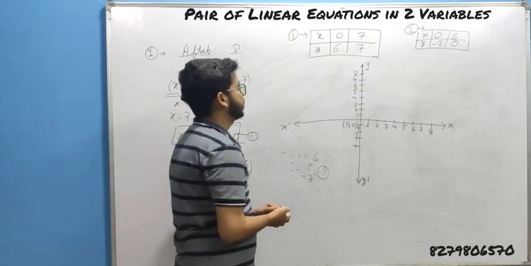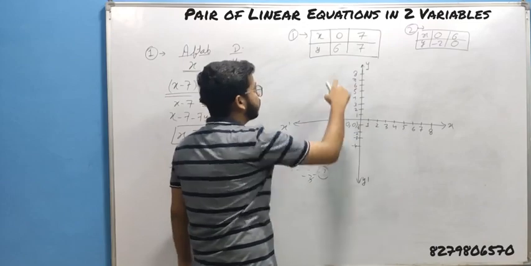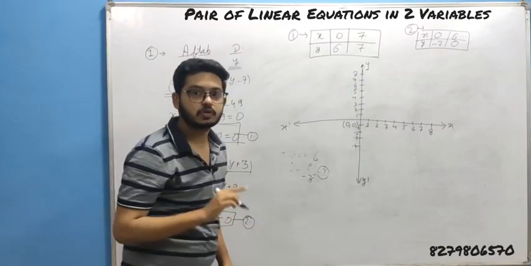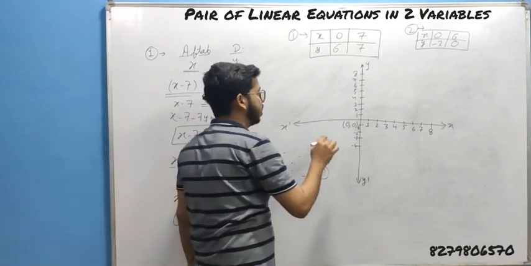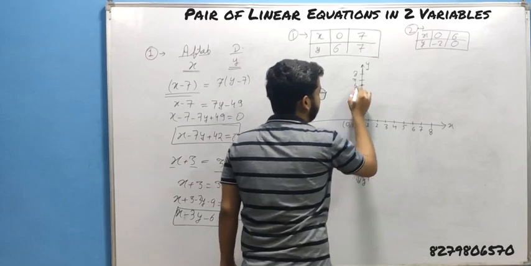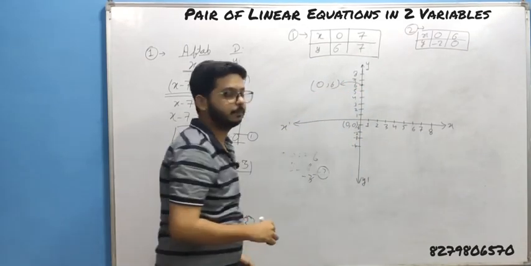Let's start with our first point. What is our first point? 0, 6. The value of x is 0 and the value of y is 6. So this point will surely be on the y-axis at 6. This is our point 0, 6.